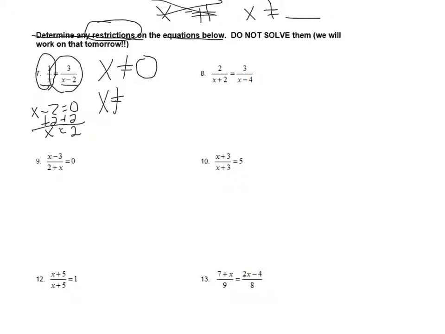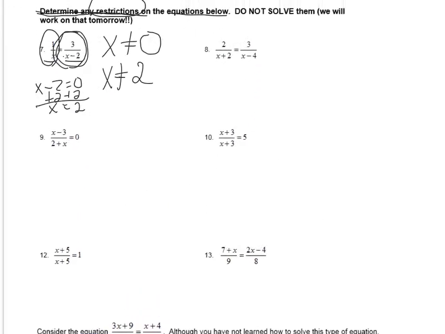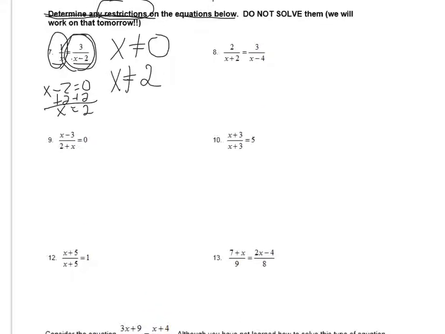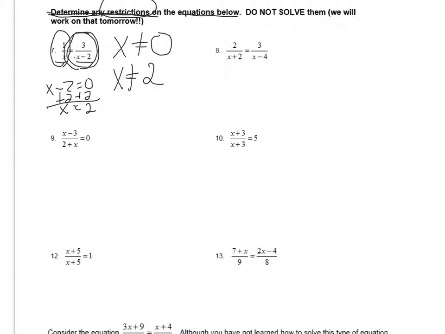So x equals 2 is a value of x that makes this fraction undefined. But again, we're being asked to determine any restrictions. A restriction is basically stating what x cannot be. X cannot be 2, because if x were 2, in this fraction, you'd have 2 minus 2 in the bottom of the fraction, which is 0. So that's what we're going to do for these next several problems: list the restrictions, or basically what x cannot be.